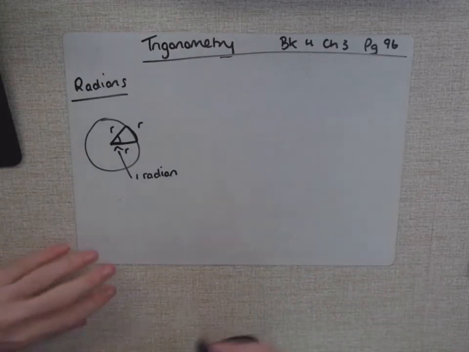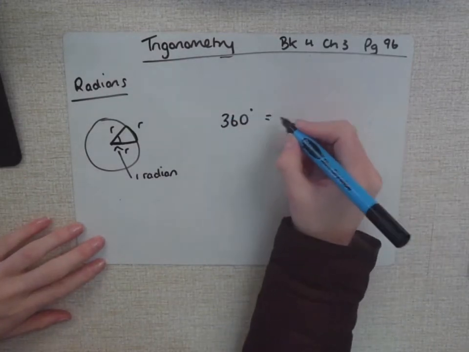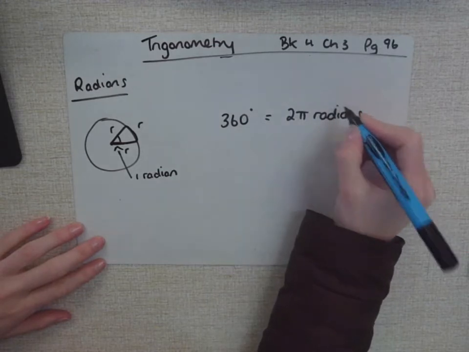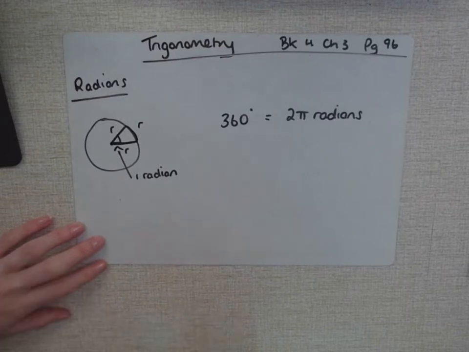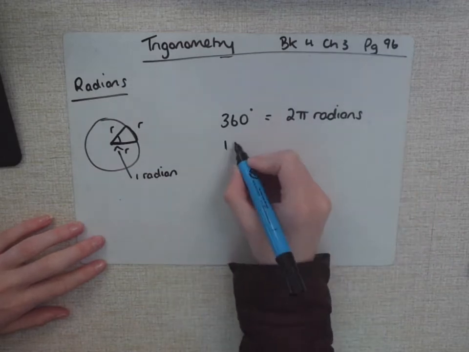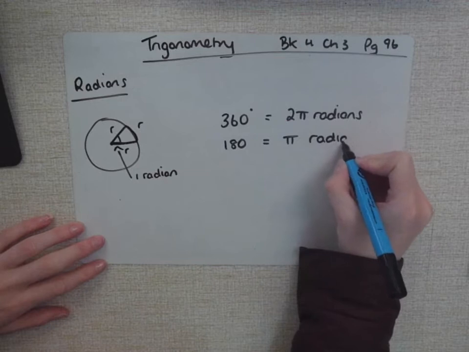So the full circle in degrees is 360 degrees. In radians, it's 2 pi radians. What's important in this is that if 2 pi radians is 360, what's 180? 1 pi radians, exactly.